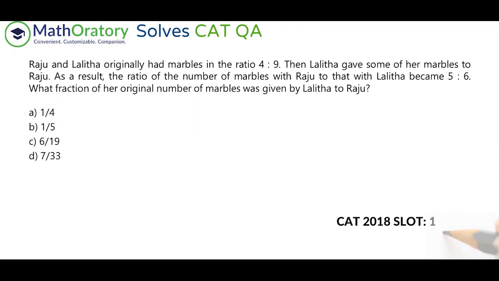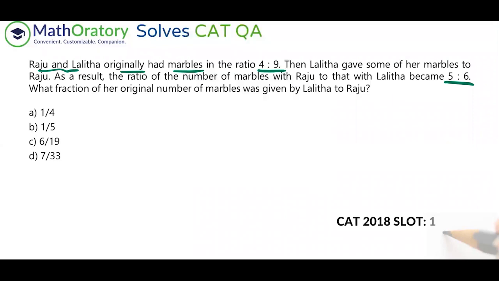Raju and Lalita originally had marbles in the ratio of 4 is to 9. So the initial ratio of marbles is known to us for Raju and Lalita. Now Lalita is giving some of her marbles to Raju. As a result, the ratio of the number of marbles with Raju to Lalita becomes 5 is to 6. So always do this check. Sometimes CAT has this habit of playing a trick on you. So just check once whether the names are in the same order or not. In this case, yes, that is the same, Raju, Lalita, and you have 4 is to 9 and 5 is to 6, right? So let me quickly take this data down.